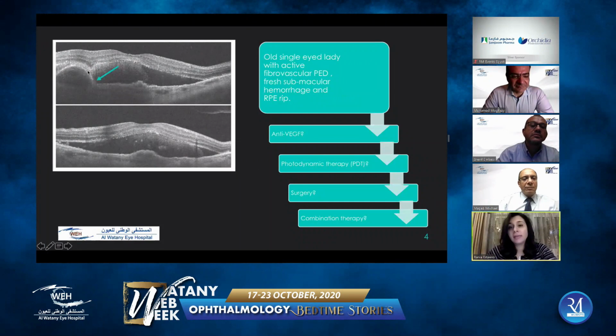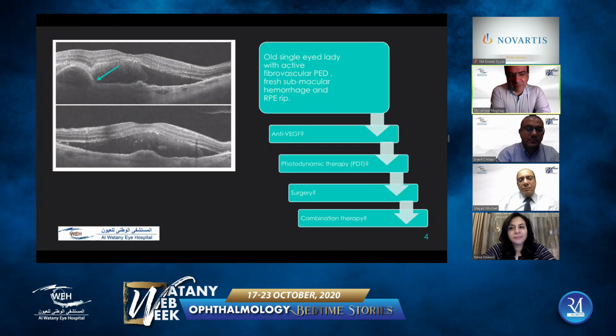So basically, she's a single-eyed old lady with a fresh hemorrhage. How would we treat it? Would we go for anti-VEGF treatment? Photodynamic therapy is not available in Egypt. It's not an option. Maybe surgery, combination therapy. How would you treat this patient, Dr. Mughazi?